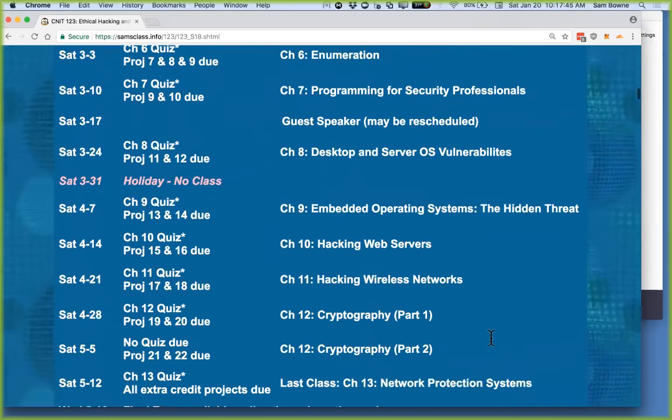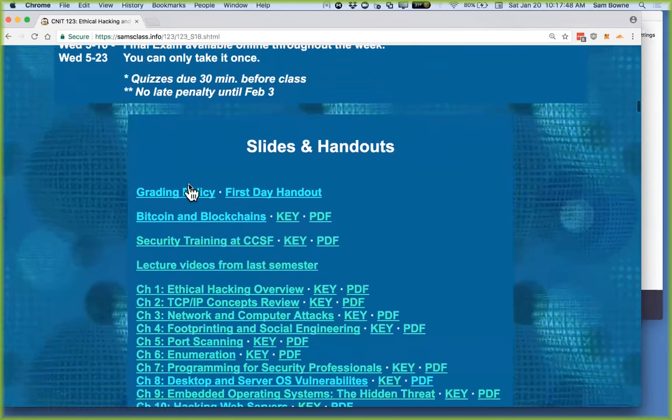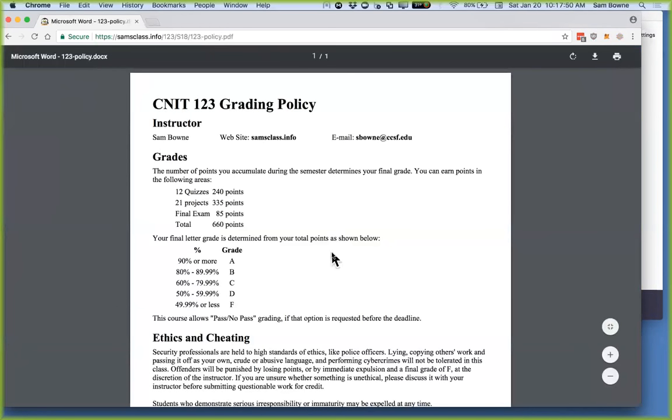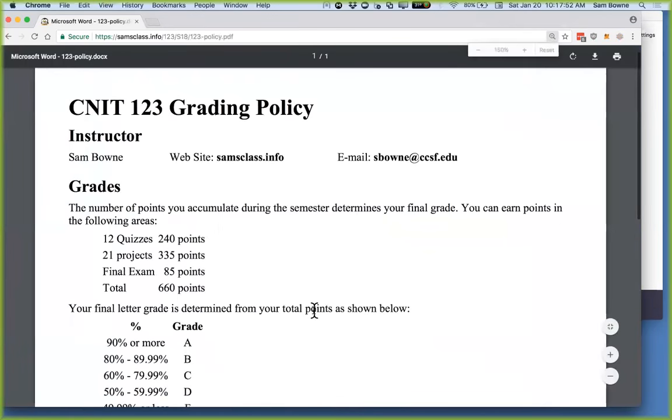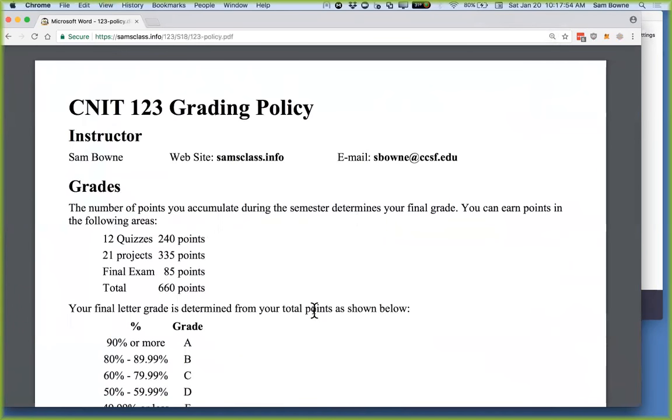All right, and I've got a handout about grading, which is here, which is really very simple. I used to have a bunch of stuff here. All it is, it's just based on points. Attendance does not affect your grade directly at all. You don't get points for being here. You don't lose points for not being here. All I care is that you learn the stuff.